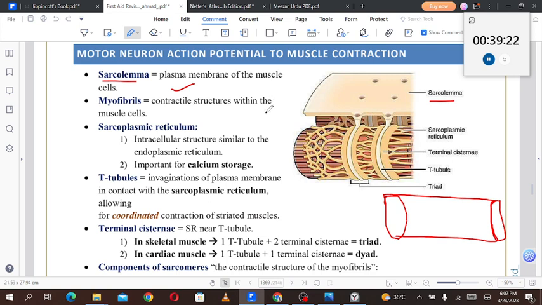Myofibrils, the contractile structure within the muscle cell, are called myofibrils. You know that there is something like this, there is a Z line, and then we have actin fibers attached to that, and the myosin fibers are in between. All those things are the apparatus that is also called a sarcomere. The fibers which are constituting that contractile apparatus are myofibrils, the contractile structures within the muscle fibers.